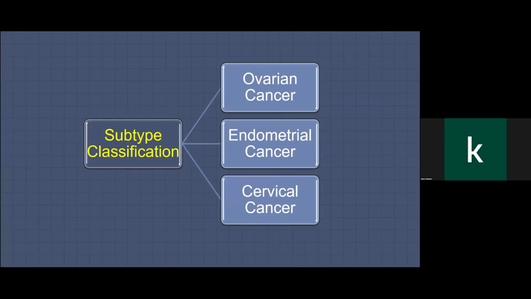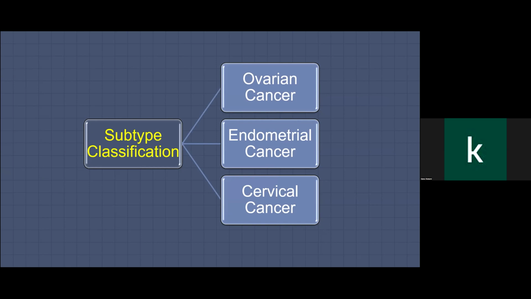Okay, so about 27 studies were included in the review, and one of the first things used in most of these studies was subtype classification. In subtype classification, we have ovarian cancer, endometrial cancer, and cervical cancer.